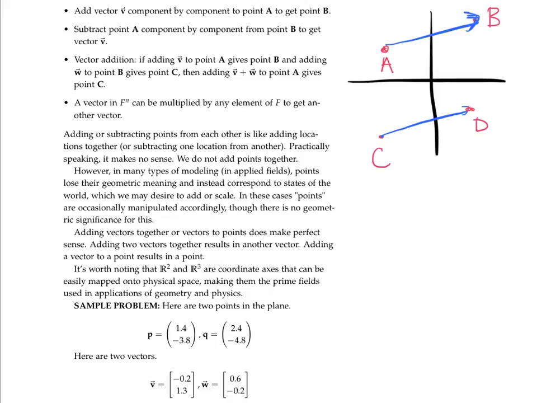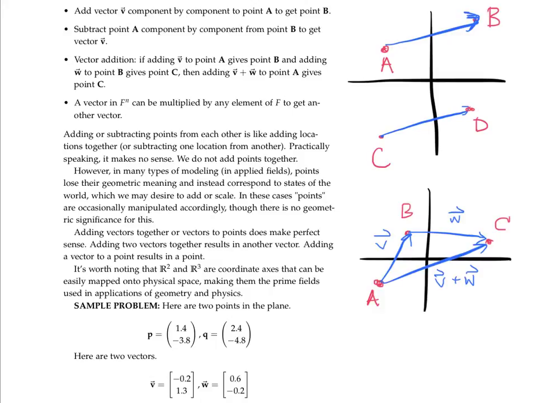Vector addition: if adding V to point A gives point B, and adding W to point B gives point C, then adding V plus W to point A gives point C. Well, what does that look like? Let's set it up. If we have the vector V, which when we add to A gives us B, and the vector W, which when we add to B gives us C, then we're saying that adding V plus W to point A gives point C.